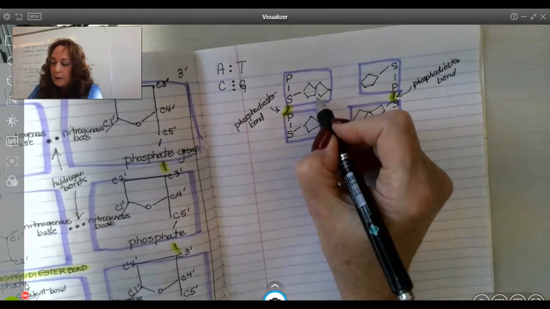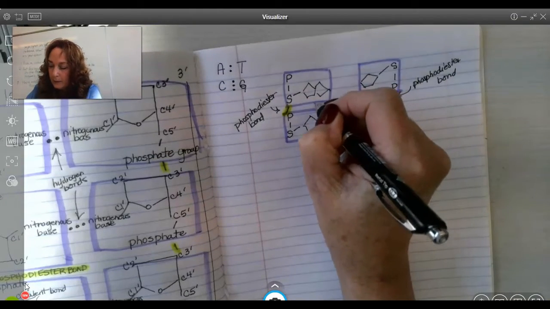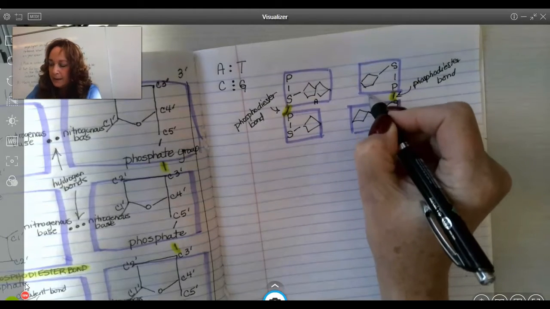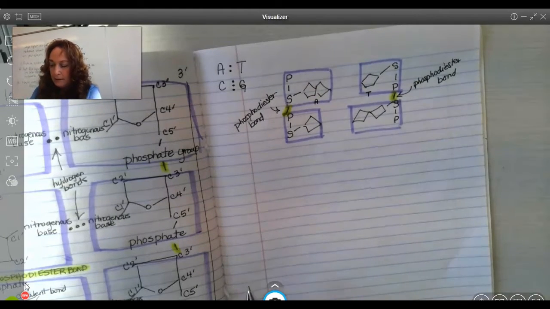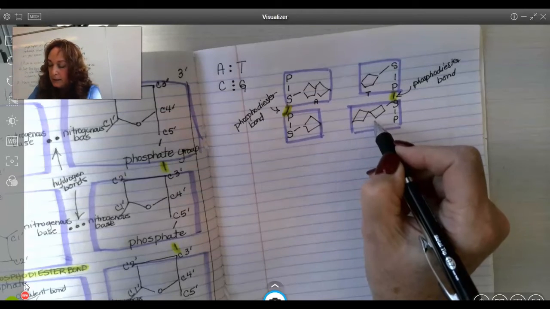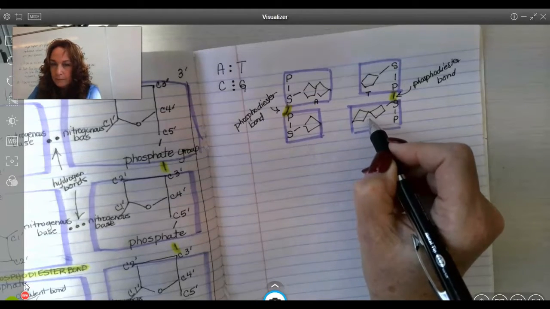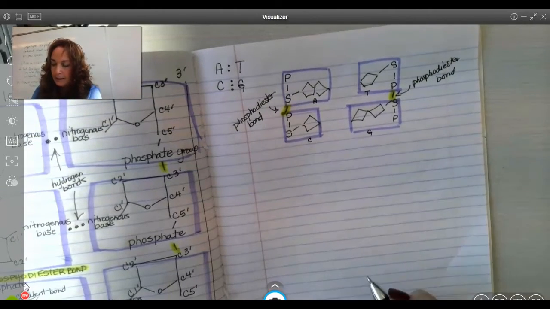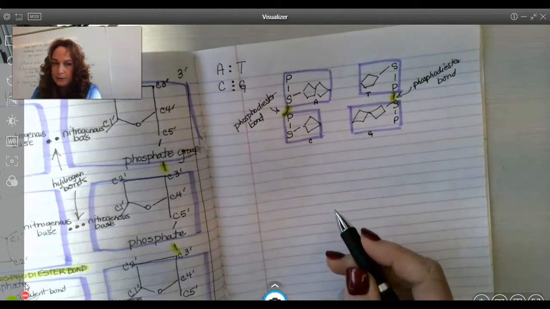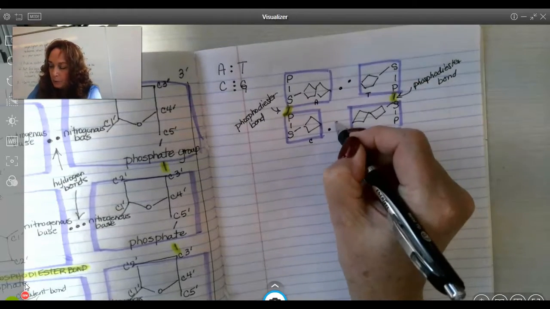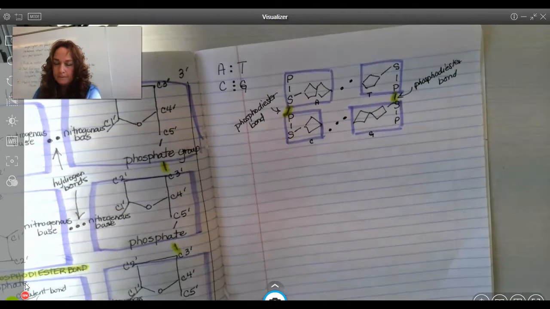So I'm going to let this one be adenine, Addy. So that means this has to be thymine. And then I will let this purine be guanine and this be cytosine. So really I've just mimicked what's up here. So this would have 2, this would have 3.